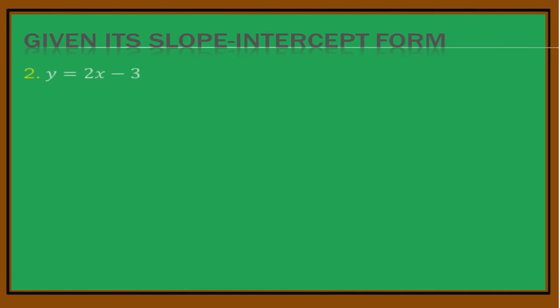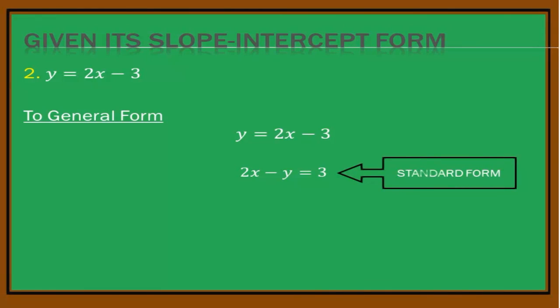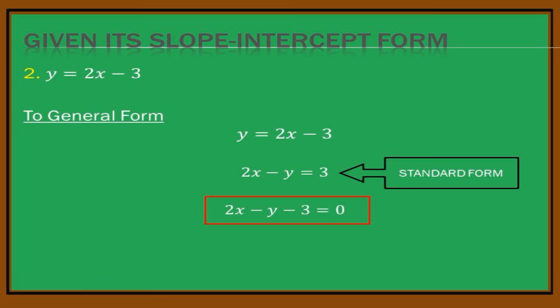To rewrite the given equation, y equals 2x minus 3, into its general form, again from what we obtained earlier, the standard form, we can use addition property of equality to move the constant on the left side of the equation. Doing so, we will add negative 3 on both sides of the equation. We will obtain 2x minus y minus 3 equals 0, and that is the general form of the given equation of the line.